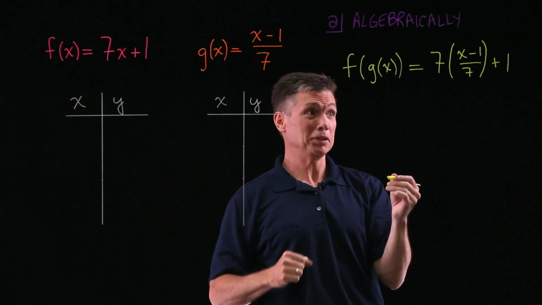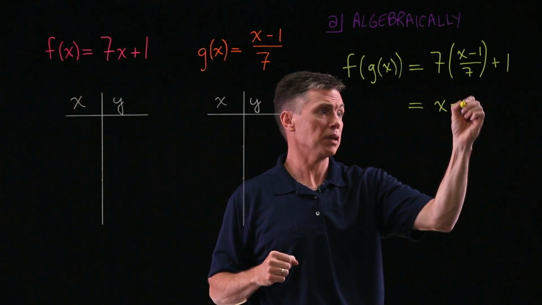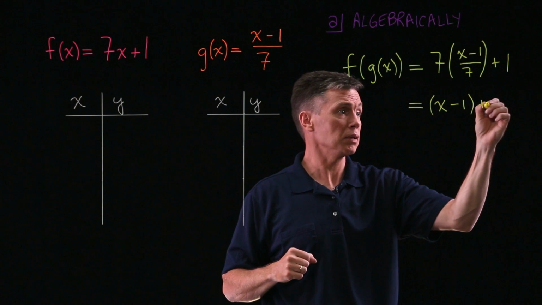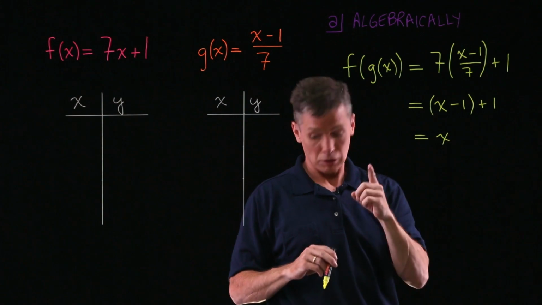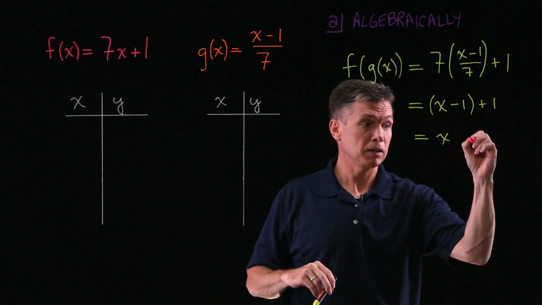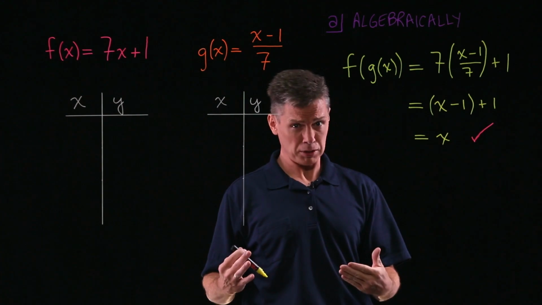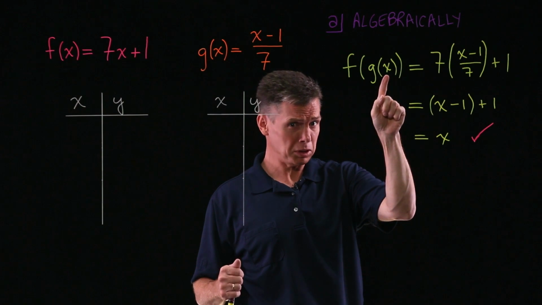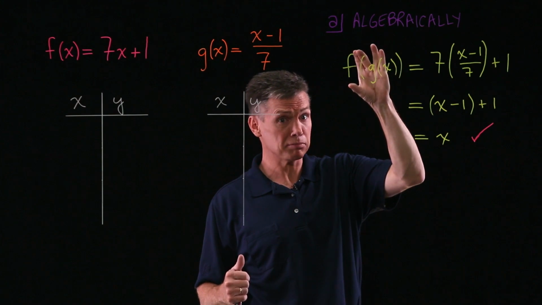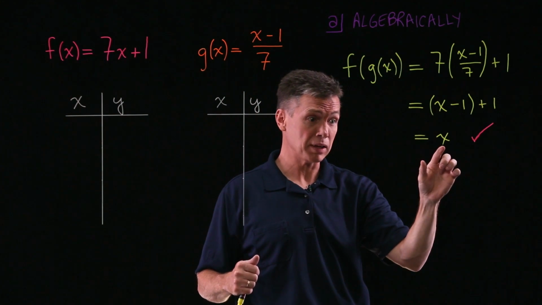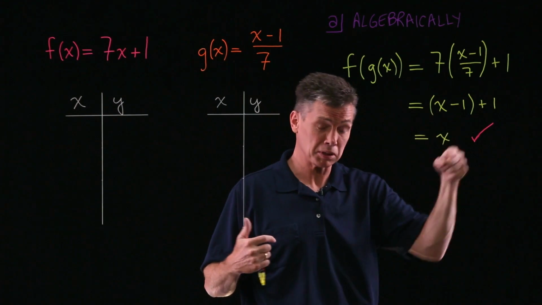And then, as always, simplify, right? So let's see, the 7s are going to divide out. I'd be left with x minus 1 in parentheses, plus 1 outside of parentheses, and that equals x. And that's good. That's what we'd want. That's confirmation that these two functions undo each other, right? This is saying whatever your input of x is, you run it through the g machine. Whatever comes out, you put it into the f machine, and this is telling us that what's going to come out of that is x. What goes in is the same thing that comes out.